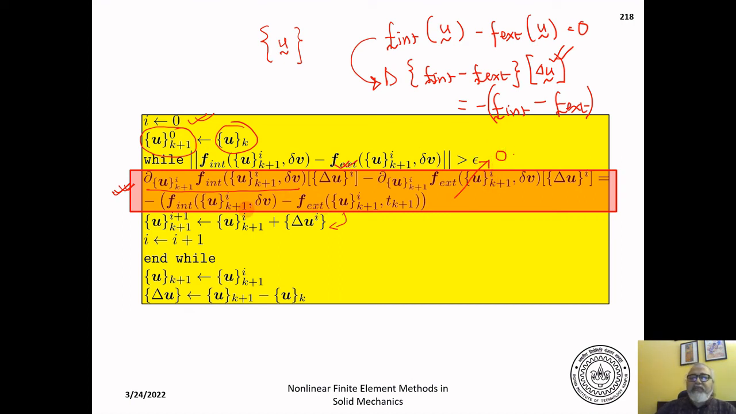To get the tangent stiffness, we only have to linearize, we only have to find the directional derivatives of the internal force at u_{k+1} in the direction of delta u_i. That's the only thing that we'll have to do, because we will take configuration independent external forces.